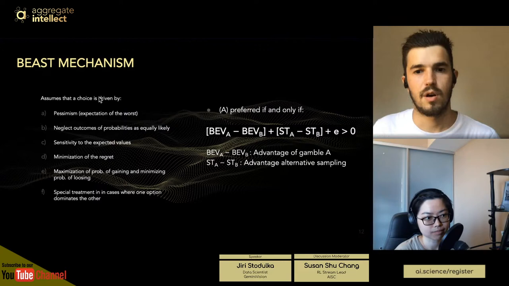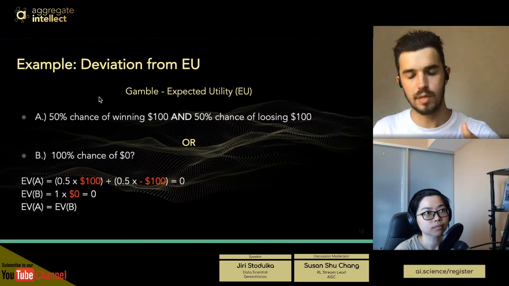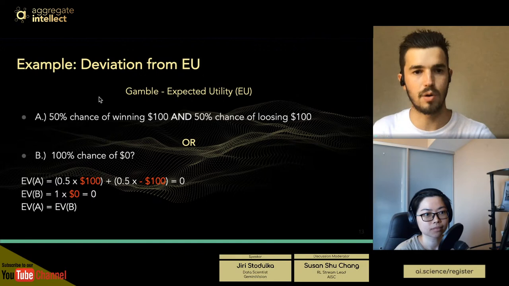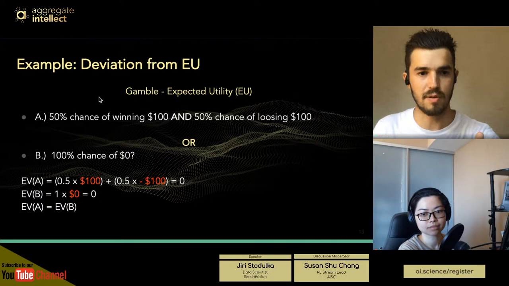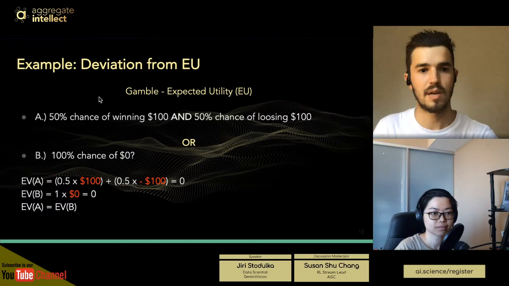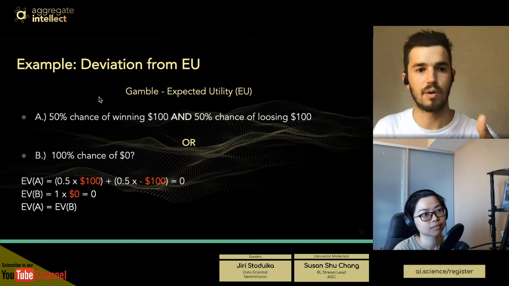Okay, and here I just wanted to show you how this expected utility, or rational choice theory, fails. This is a specific example where researchers were asking people, and given these two choices, if you actually calculate the expected value of these two choices, both of them are zero, right? So according to the theory, individuals should be indifferent. But the fact is that most of the people in the pool would actually choose B over A.